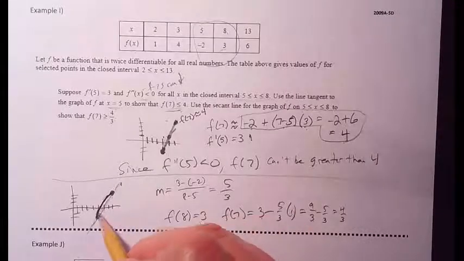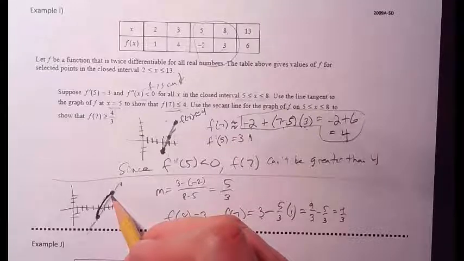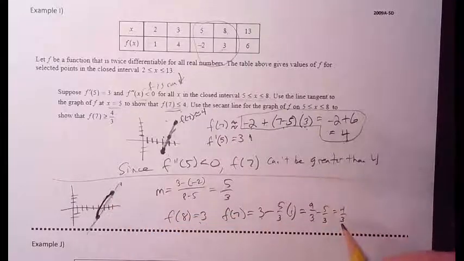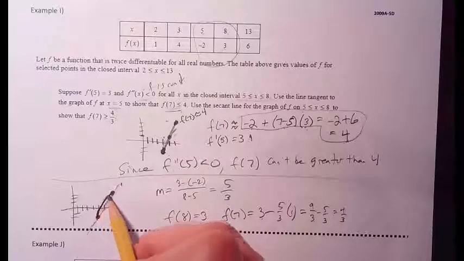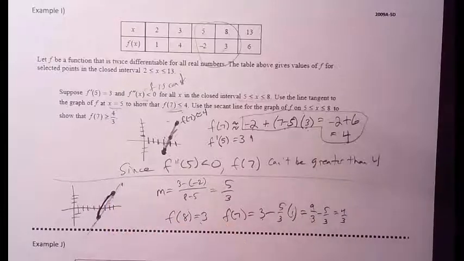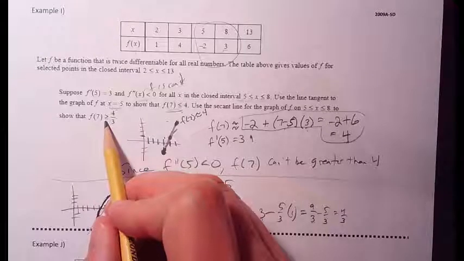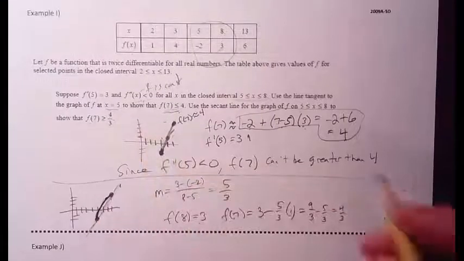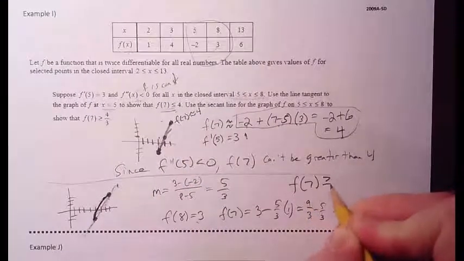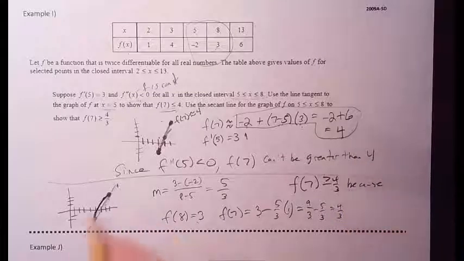That means if this curve followed this secant line, you would end up at 4/3. But this curve, we know, doesn't follow the secant line. This curve is concave down, which means it's actually going to be above the secant line. So when they say the actual value of f of 7 has to be more than that 4/3, that's true because we can say f of 7 has to be more than that because the graph is concave up.